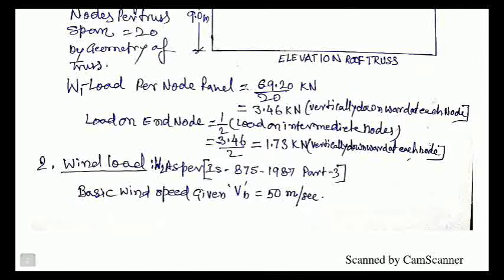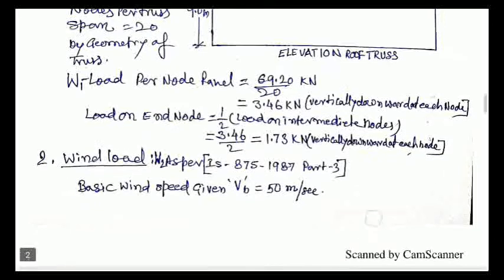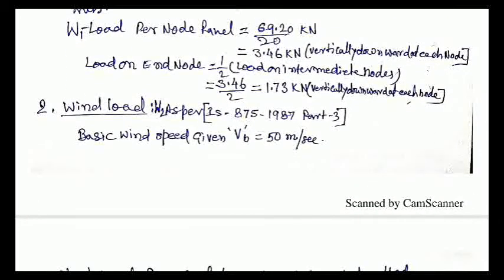Now load on end node. End node means at the topmost and at bottommost node, the load will be assumed as half of the intermediate node. So the load at end node will be 1.73 kilonewton. Okay. Now second, wind load. We are denoting it by W2 as shown here.